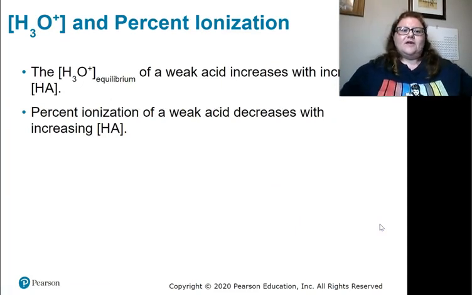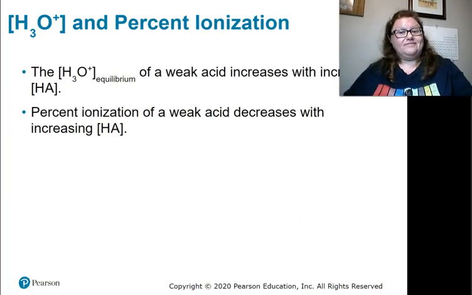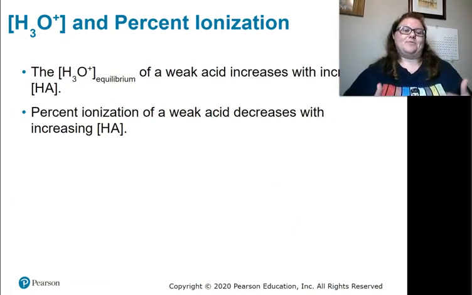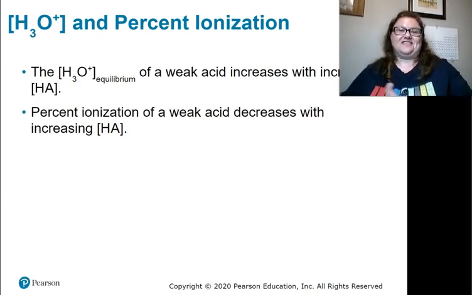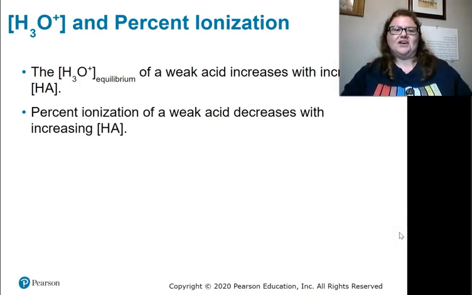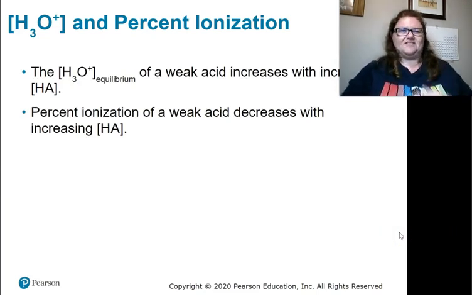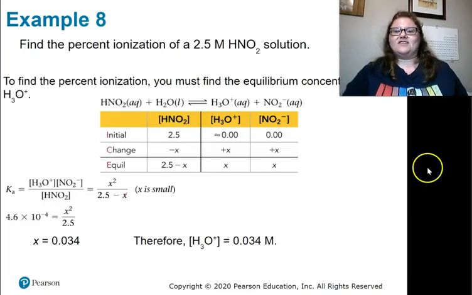Okay, so the hydronium at equilibrium for a weak acid is going to go up with increasing the original acid concentration. The percent ionization of a weak acid decreases as we increase that initial concentration. This is a lot to unravel. As long as you can understand the equations and what I just mentioned with grades and how to calculate the percentage, you'll be fine. So let's go to example 8.